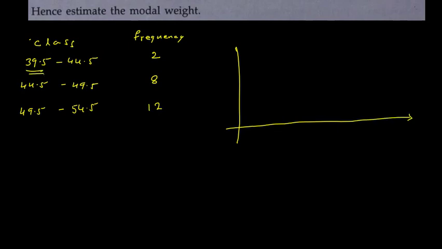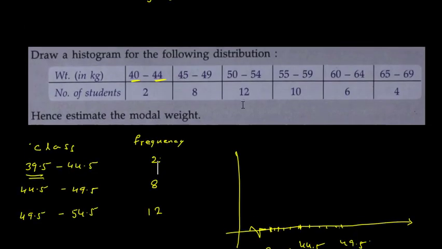The value is starting from 39, not from 0, so use this kink mark. After this kink mark, when you see the first or second centimeter dark line, there you take the value as 39.5, and after 1 centimeter you take the value as 44.5, then 49.5. If you check the difference between 44.5 and 39.5, it is a difference of 5. So here you have a difference of 5, here a difference of 5, and the frequencies are 2, 8, 12. What is the maximum frequency?